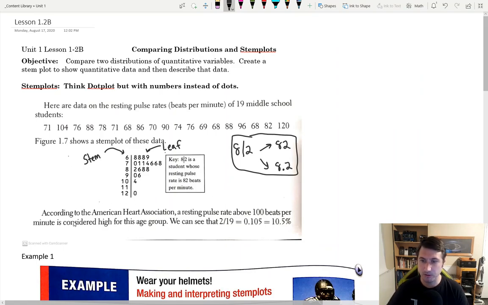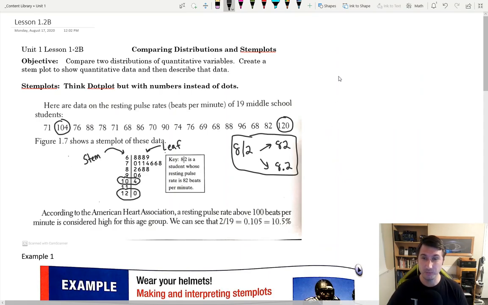So the next part, according to the American Heart Association, a resting pulse rate above 100 beats per minute is considered high for this age group. We can see that 2 out of 19, or a proportion of 0.105, or about 10%, have that. Now, can we find those two values on the stem plot? So right here, this is 104. That is this data point right here. And this one right here, 12 bar 0, is 120, following the key, which is this data point right here.